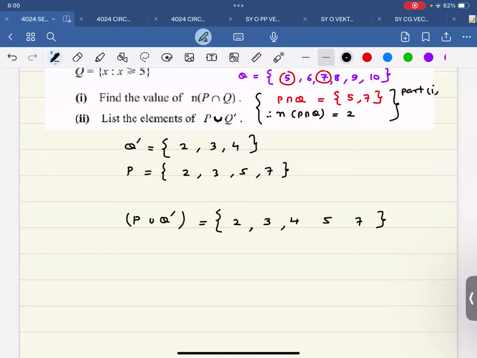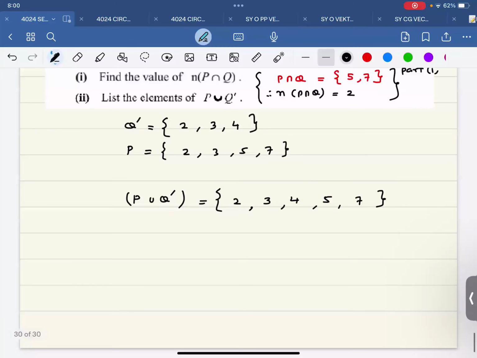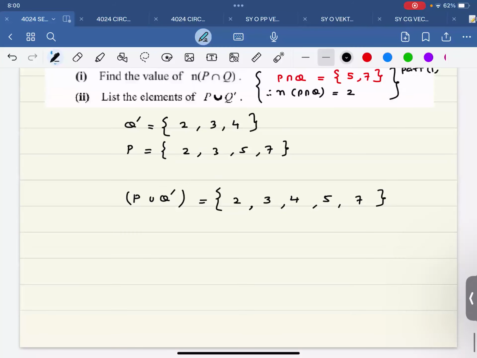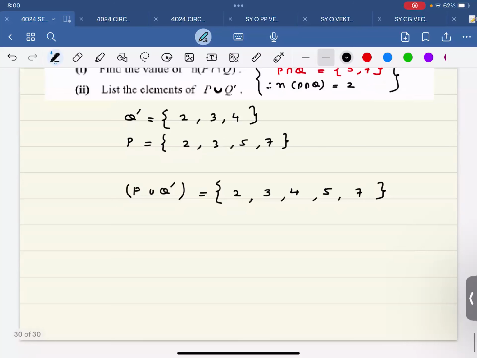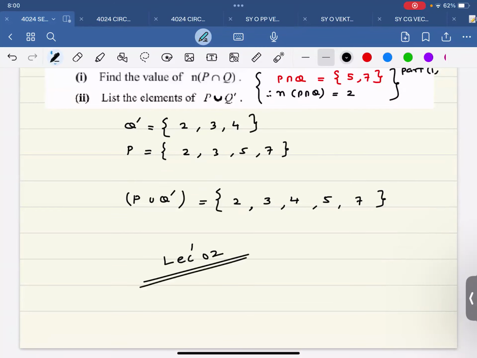That completes this part, and that completes the second lecture of set notation in Venn diagrams. I'll be having one more class on this, or maybe half a class, to solve some difficult questions related to set notations. These were the moderate ones and the easy ones. Take care.